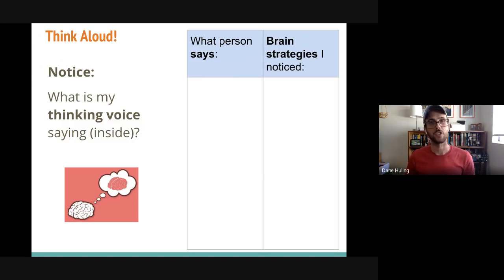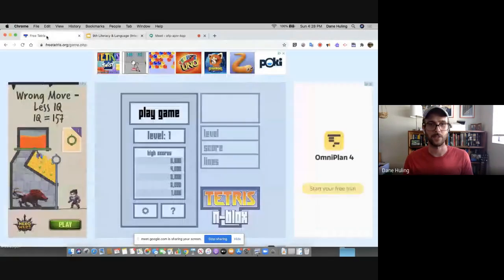So today I'm going to show you an example of a Think Aloud, and I'm going to use a non-reading task because, again, it's not specific for reading. It's a thinking task. So for today's Think Aloud, I am going to be playing Tetris.